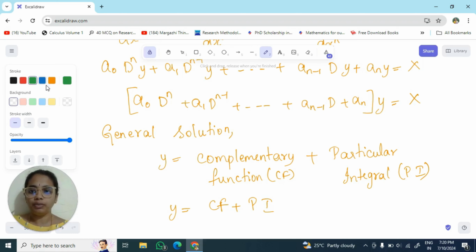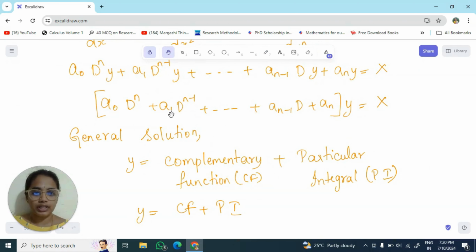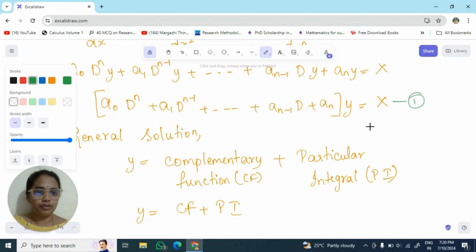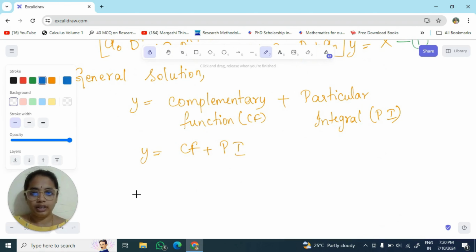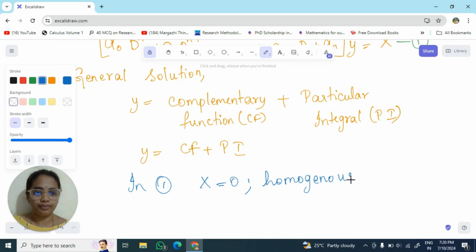One more important definition over here: in the general form, let me name it as equation 1. In equation 1, if the RHS term X is equal to 0, we call it a homogeneous differential equation. And if X is not equal to 0, we call it a non-homogeneous differential equation.